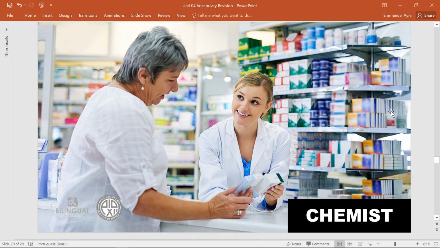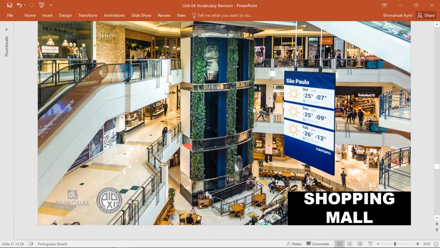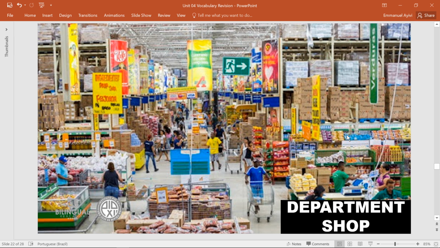Okay, excellent. Next example is the shopping mall. Shopping mall. Okay, so shopping mall looks like this. Okay, it has different kinds of shops. Okay, the shopping mall has different types of shops. Okay, perfect. And this shop is located in São Paulo. See, nice. Next example here is department shop. Okay, here in department shop you can buy anything you want. Okay, majority of what you need can be found in department shop. Okay, so this is a department shop.